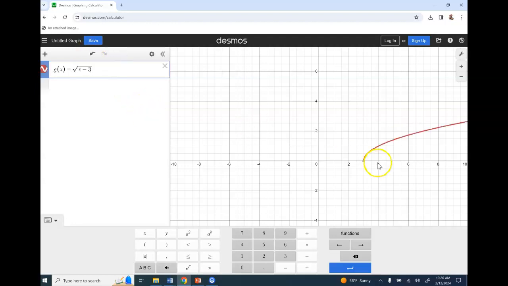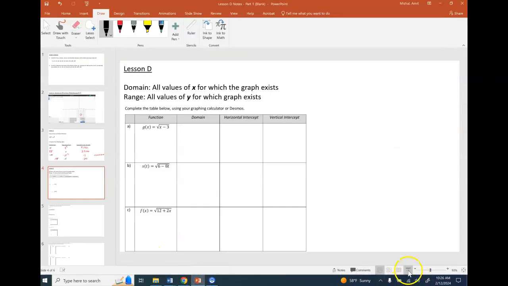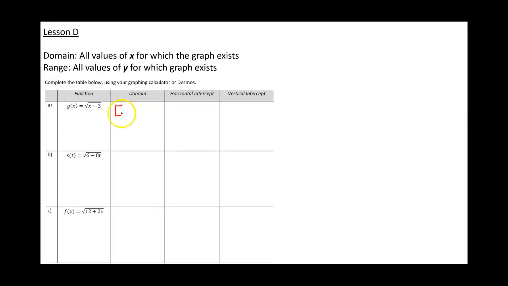Now for the domain, we're going to look at all the values of x, so going horizontally, for which the graph exists. The first value of x for which the graph exists is x equal to 3. And then to the right, like 4, 5, 6, the graph exists everywhere. So we're going to have x equals 3 as our starting value of x. Okay, and then it goes towards infinity. So our domain is going to be bracket 3 comma infinity. Now we use a bracket anytime there's a closed circle or the number is included. And since 3 is included, our domain is going to be 3 comma infinity.